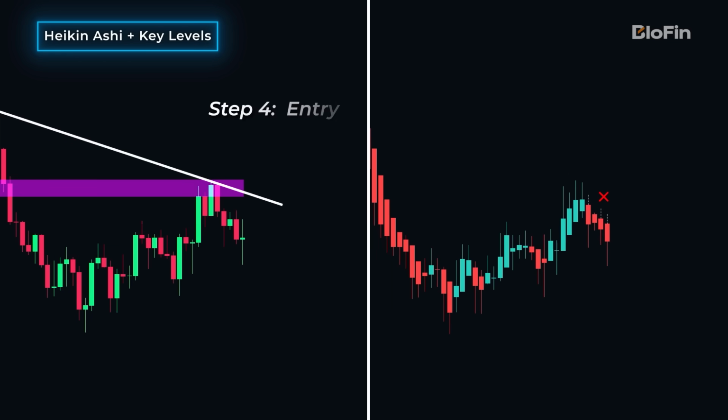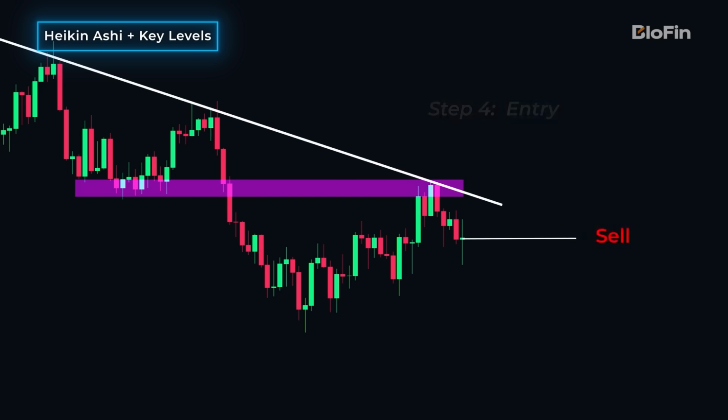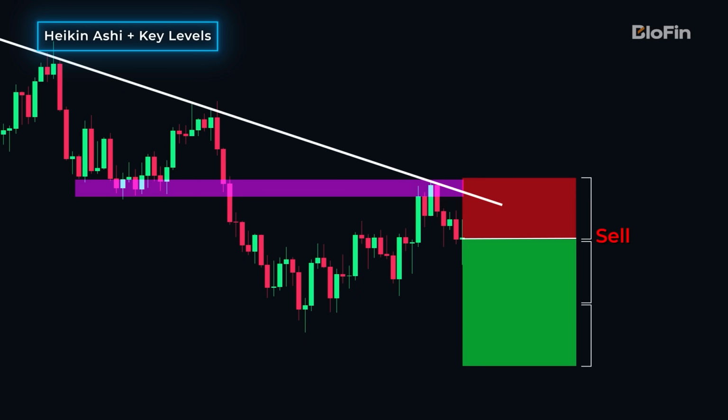Now we can move to step 4, which is the entry. For this trade, we can open a sell position right here, place our stop loss slightly above the key level, and set a take profit target at 2 times the stop loss. And as you can see, price moved down and hits the take profit perfectly. So you can see just how effective the Heikin Ashi is, especially when combined with price action strategies.